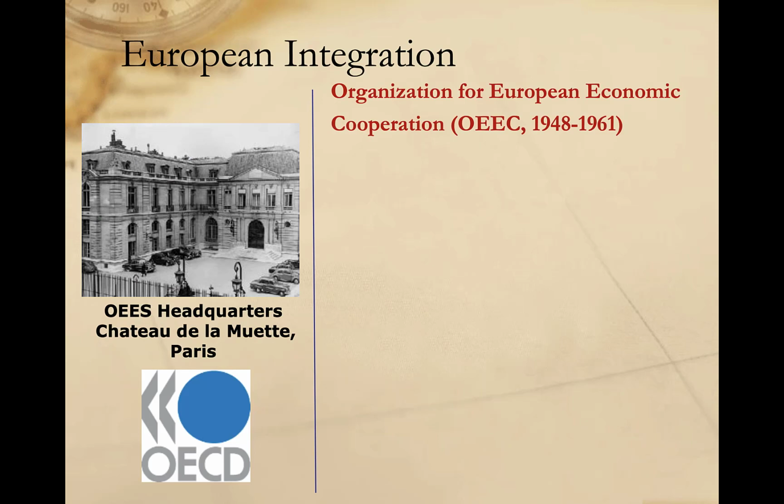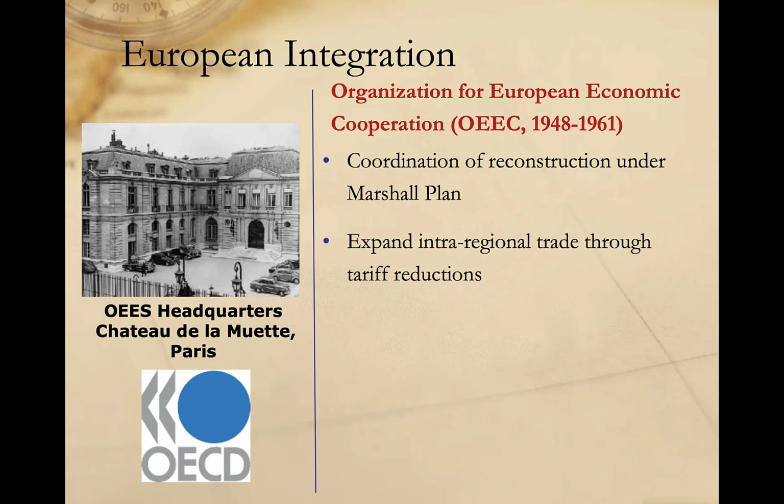The first pan-European institution of importance was the Organization for European Economic Cooperation, or OEEC. Established in 1948, the OEEC's primary purpose was to provide for the coordination of European reconstruction under the US-led Marshall Plan. The organization itself was supported and pushed for by the United States, who saw it as an important avenue to expand intra-regional trade within Europe and to provide an economic bulwark against the expansion of communism into Western Europe.